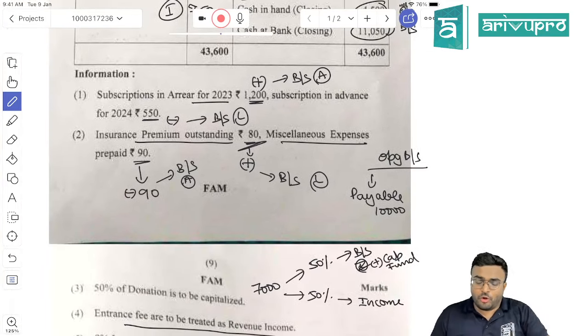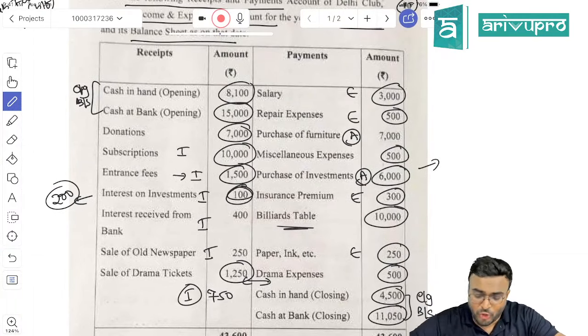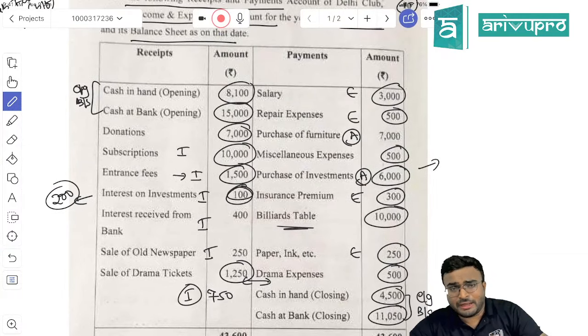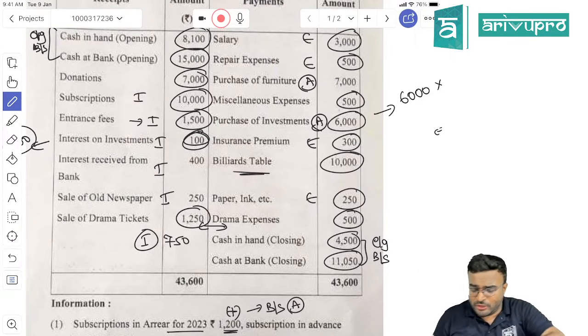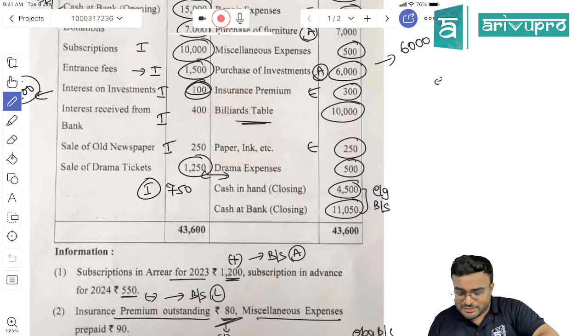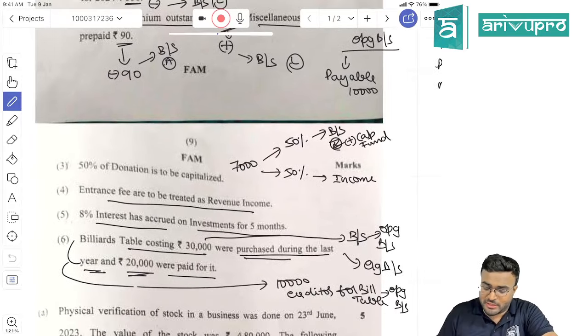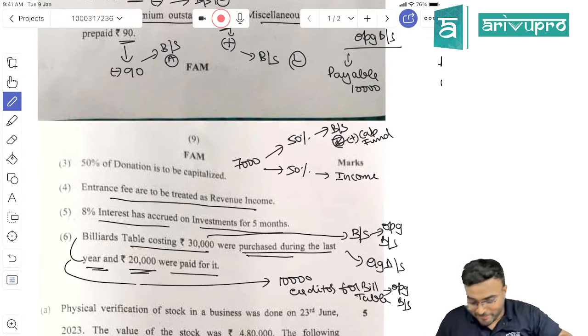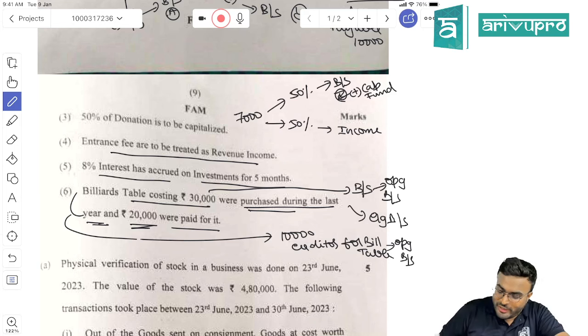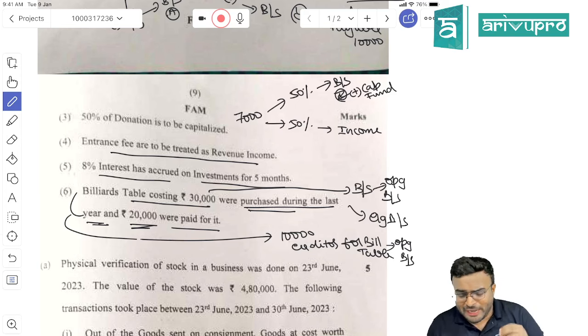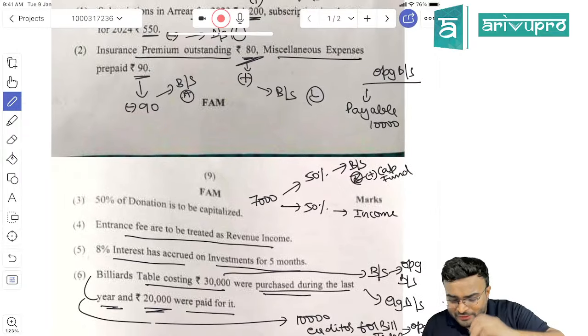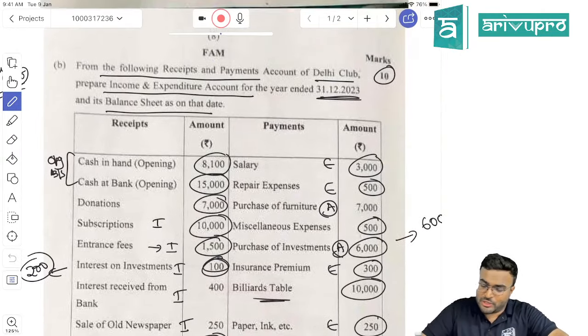So when you prepare your opening balance sheet, basically you will have cash in hand, cash at bank. Then what will you have in your opening balance sheet? Investment is also purchased this year only. Furniture is also purchased this year. We have no idea about the furniture last year. Maybe we were sitting on the floor that time. Okay, then what happens over here? Billiards table costing 30,000 is there. That will be on the asset side of the balance sheet. Payable 10,000 is there. That will be on the liability side of the balance sheet. The balancing figure will be your capital fund. Capital fund, this should be your question. Easy 10 mark question from NPO.